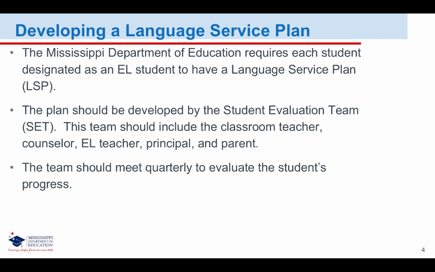As we get started, it's important to know that the Mississippi Department of Education requires that every EL student have a language service plan. The language service plan should not be developed by one person, but should be developed by the Student Evaluation Team, also known as the SET. The team should also include anyone that works with an EL student. This team should meet quarterly to evaluate the student's progress and possibly reevaluate his or her needs.